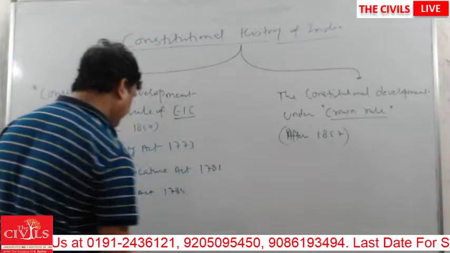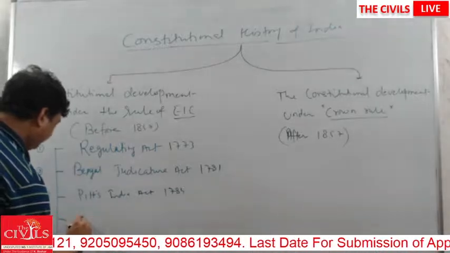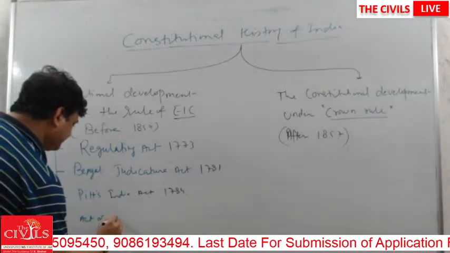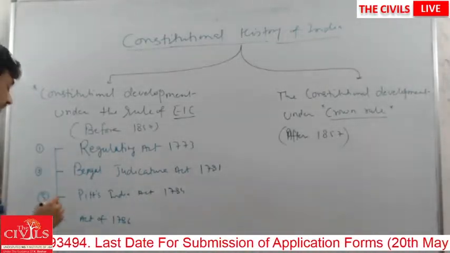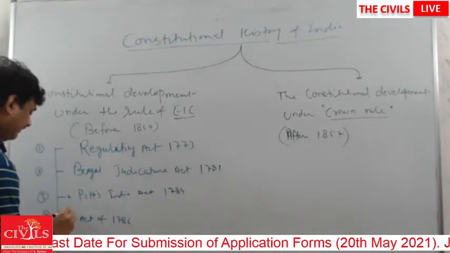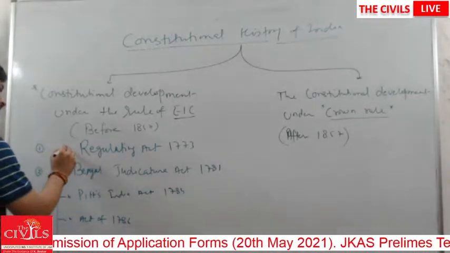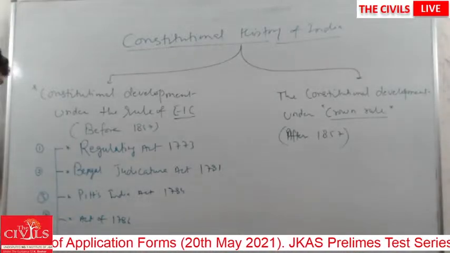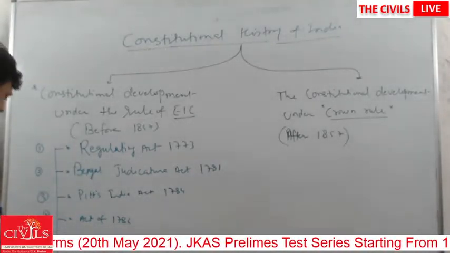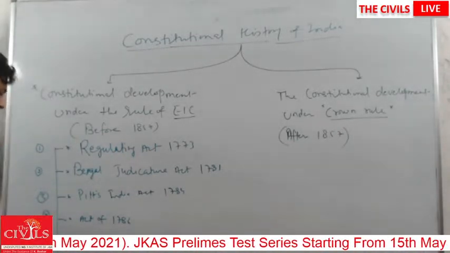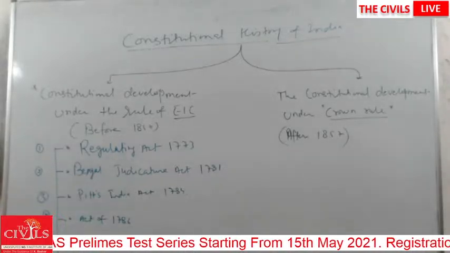1784. Then number 4 is the Act of 1786. These are very important acts, and when you solve previous year questions, you will get a lot of questions from these acts. The fifth act is the Charter Act 1793.